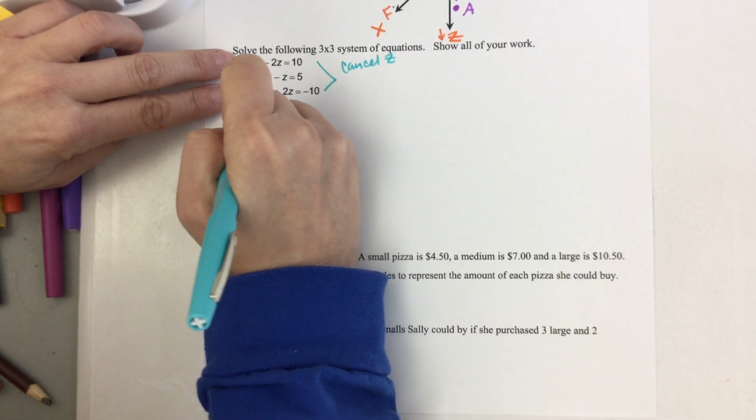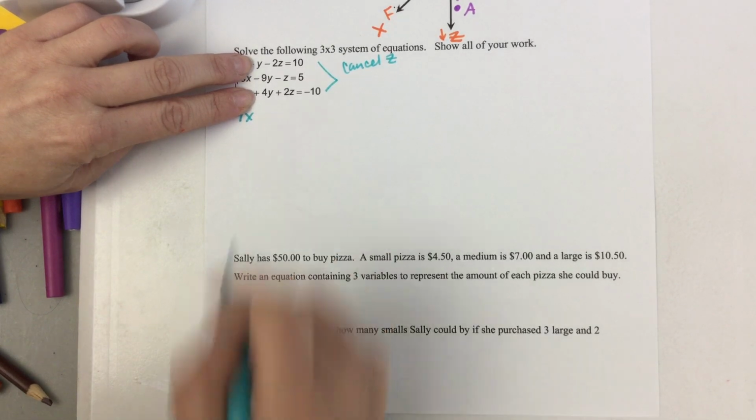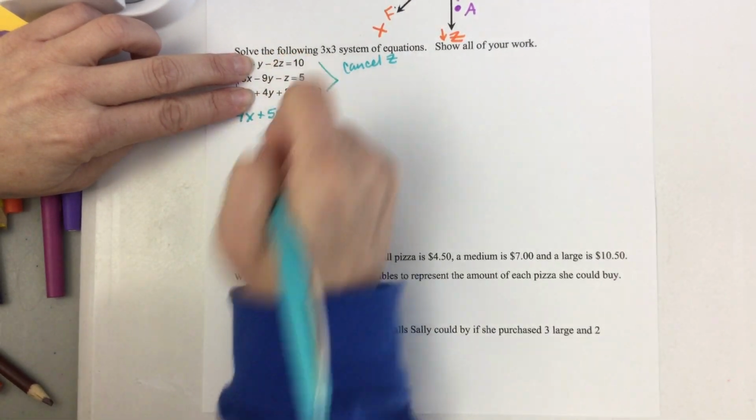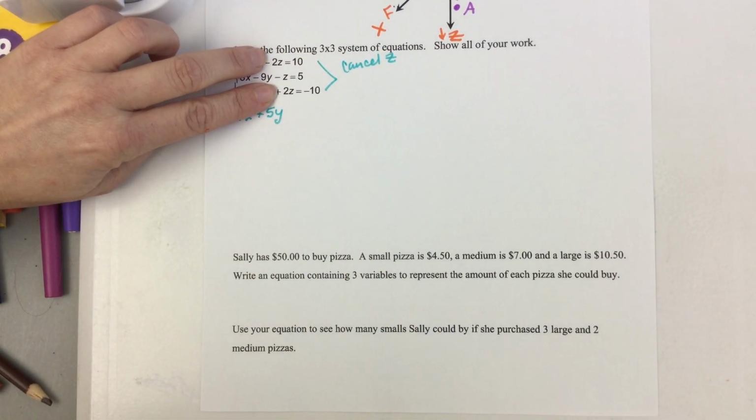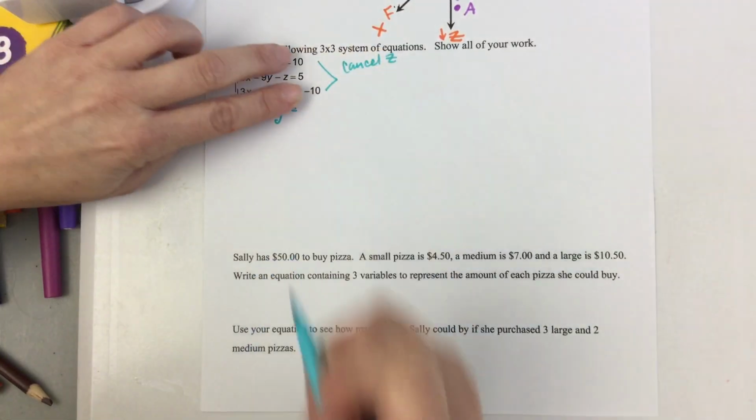1x and 3x makes 4x. 1y and 4y makes 5y. Negative 2z, positive 2z is 0. 10 plus negative 10 is 0.